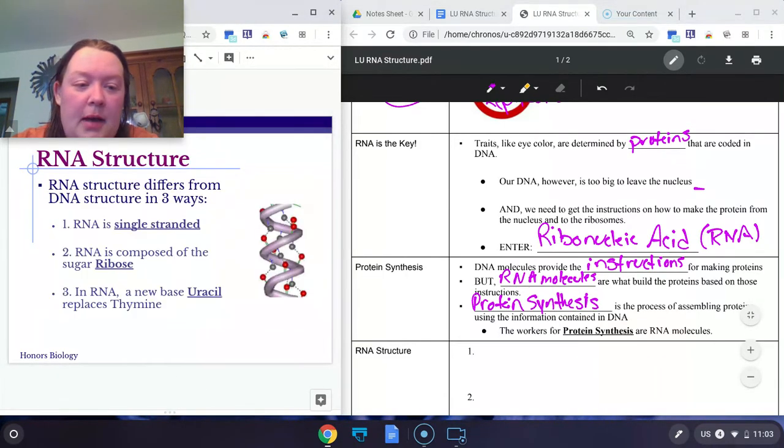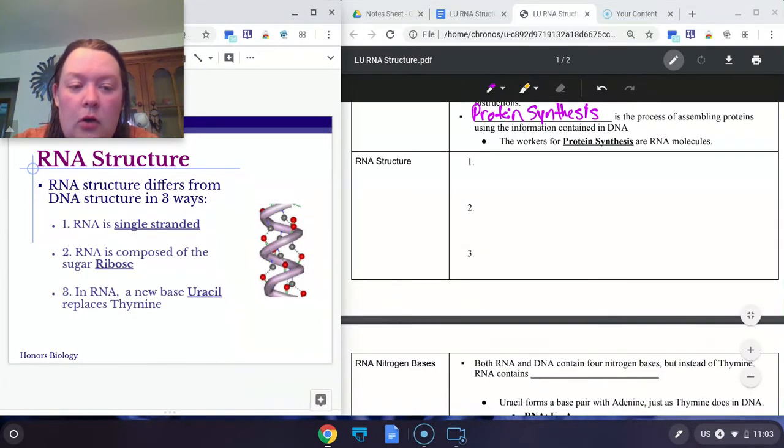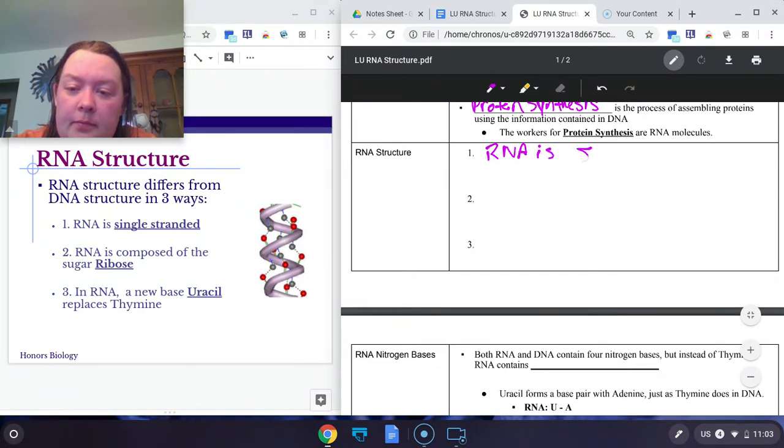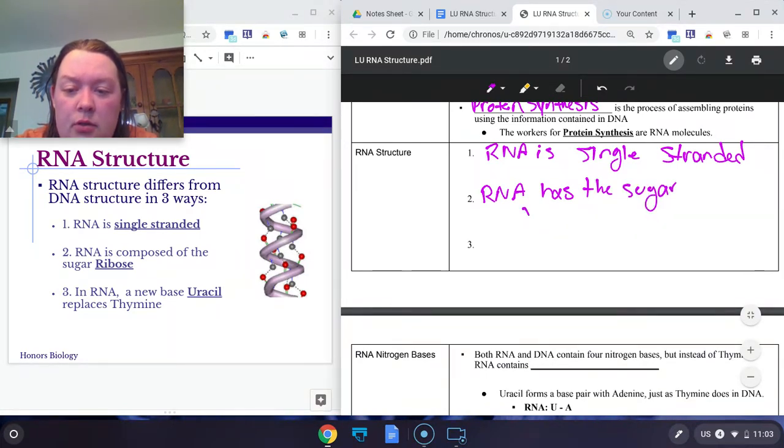Now, a few things about RNA structure. RNA is single-stranded. Its smaller structure makes it able to leave the nucleus. RNA has the sugar ribose, and that's where its name comes from, ribonucleic acid. It's named after the sugar.